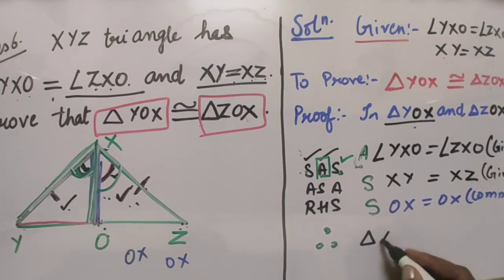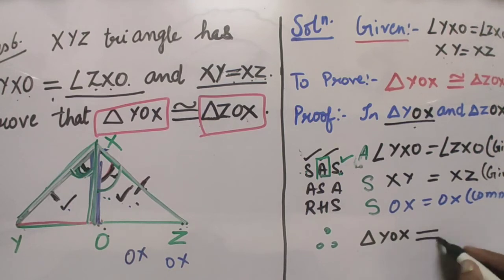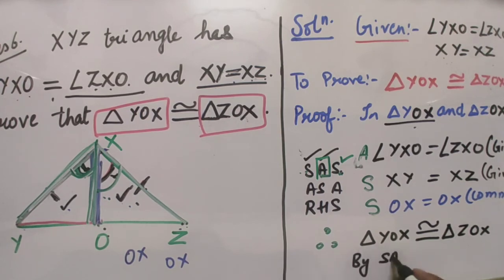triangle YOX is congruent to triangle ZOX by SAS congruency criteria, right? This is the way we can observe the figure and see which type of congruency will suit that particular question.